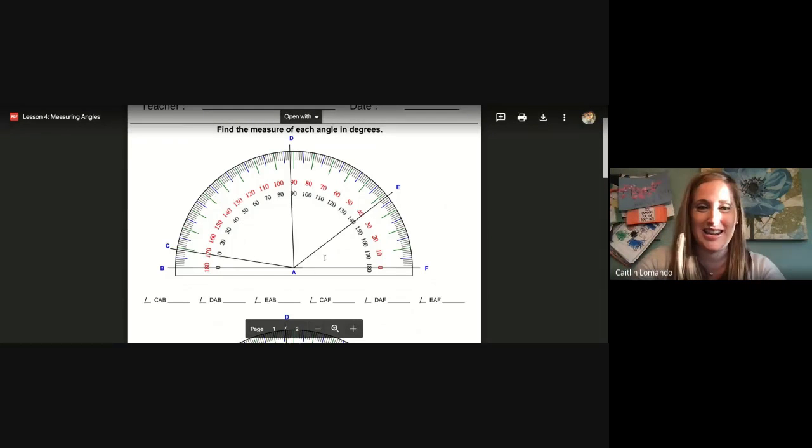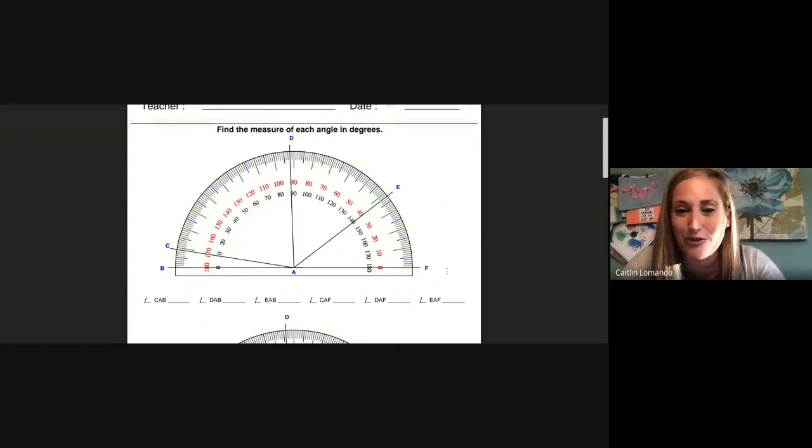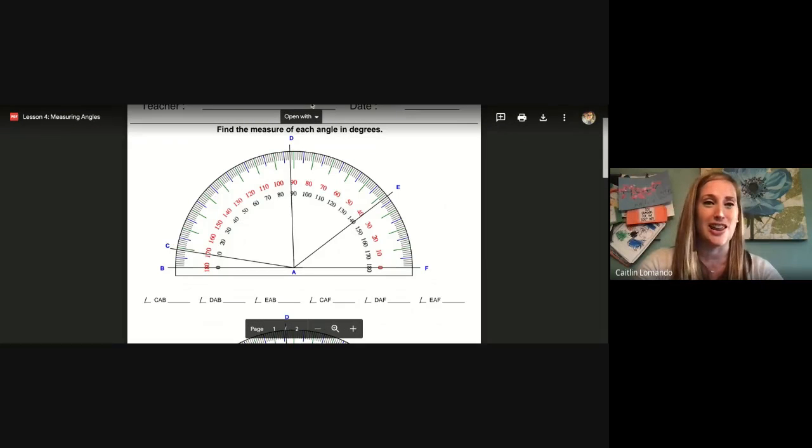And then E to A to F. So if I look there, that's an acute little angle. It's less than 40. It looks about 2 before 40. So what's 40 take away 2? That'll give me that angle measure. That's going to give us approximately 38.